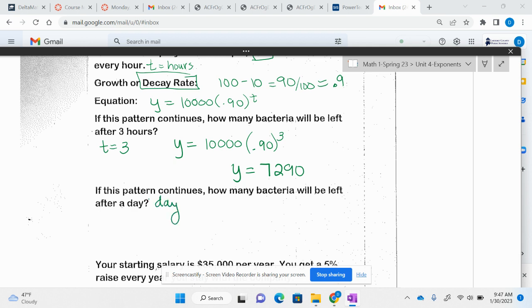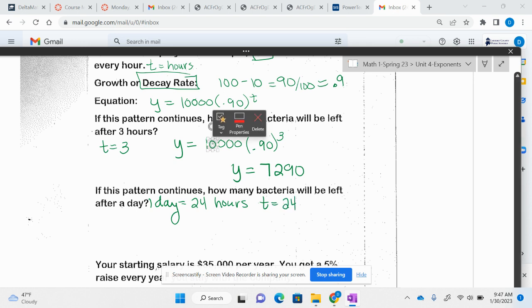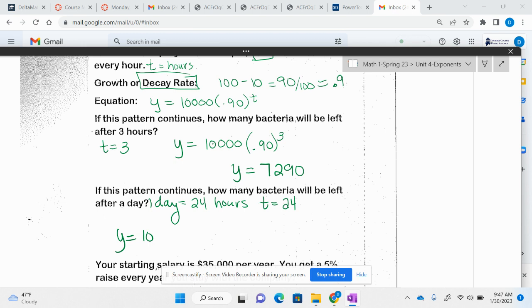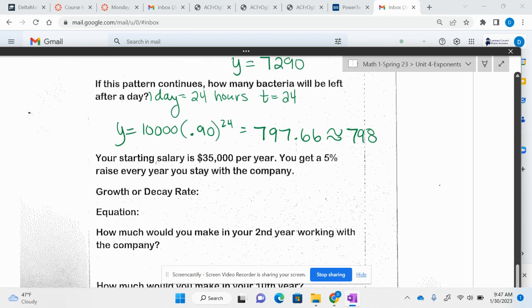If this pattern continues, how many will there be left after 1 day? Well, 1 day equals 24 hours, so t equals 24. So y equals 10,000 times 0.90 to the power of 24, which is 797.66. So about 798 bacteria remain.